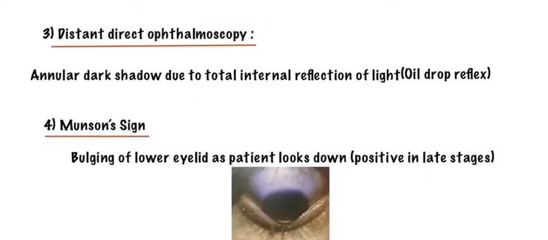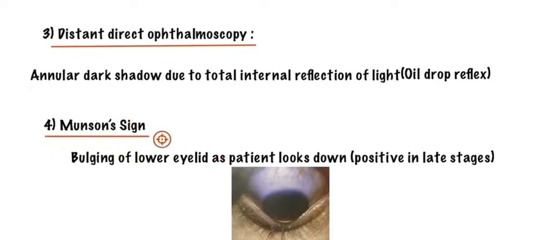Next, the third method for examination is distant direct ophthalmoscopy. In distant direct ophthalmoscopy, you can see an annular dark shadow due to total internal reflection of light, which is known as oil drop reflex. This is actually a PG point of question, but you can understand more about this as it is also included in your textbook. And the main feature that even the UGs have to know in keratoconus is Munson's sign.